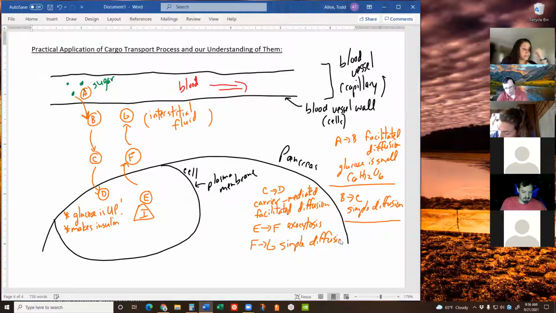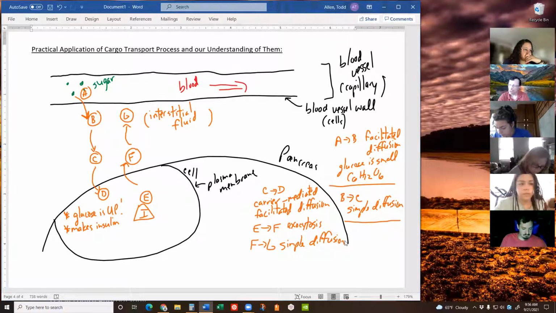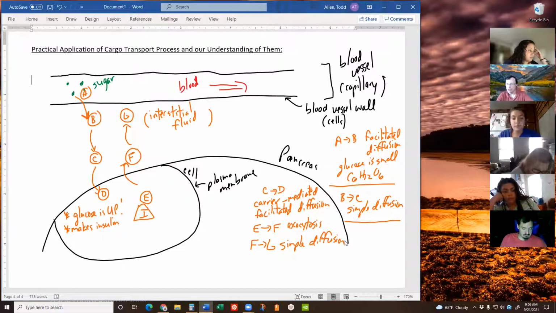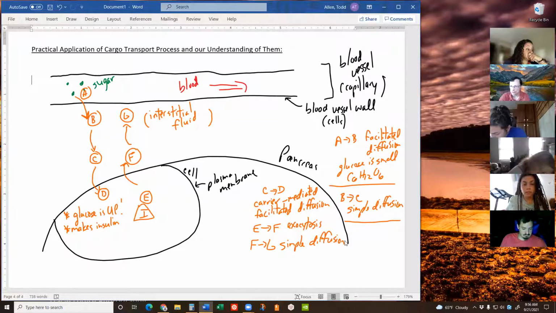I'm running out of space here, but isn't it kind of interesting that for insulin, which is a large protein, to go through the plasma membrane from E to F, we have to use exocytosis. But then that same large protein simply floating in the river can go to two different sides of the river, F to G, by simple diffusion. Okay, same cargo, but because of its location and the context of its location, it is moved by different processes.